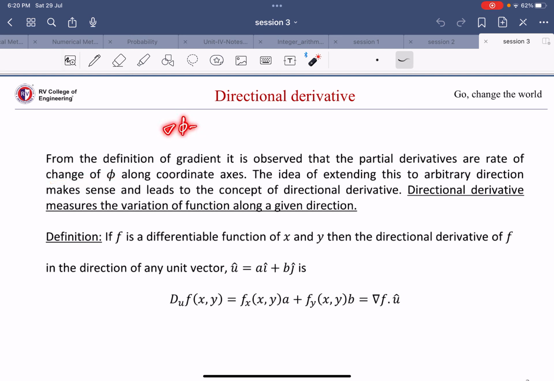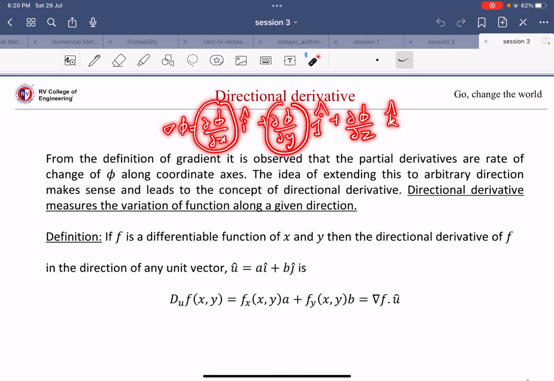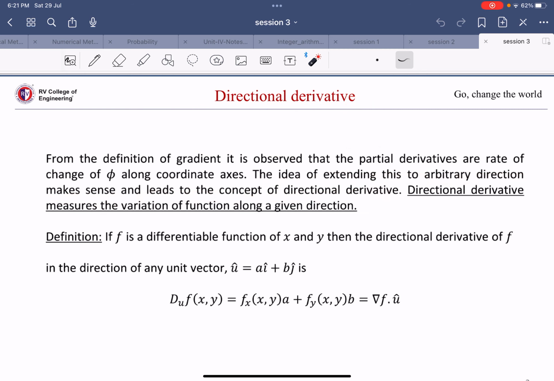So gradient of phi is dou phi by dou x into i cap plus dou phi by dou y into j cap plus dou phi by dou z into k cap. This represents rate of change of phi along the x direction. This represents rate of change of phi along the y direction. This represents rate of change of phi along the z direction. And the idea of extending this to any arbitrary direction makes sense and leads to the concept of directional derivative. So directional derivative measures the variation of a function along a given direction.